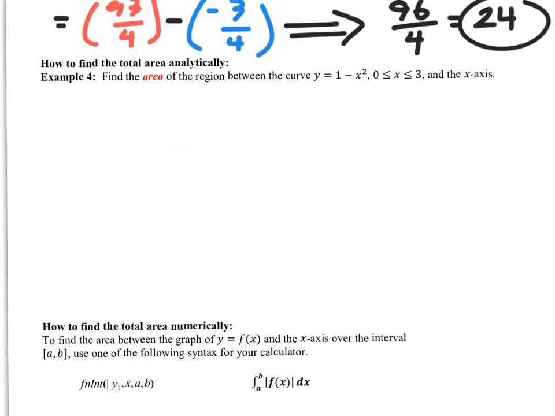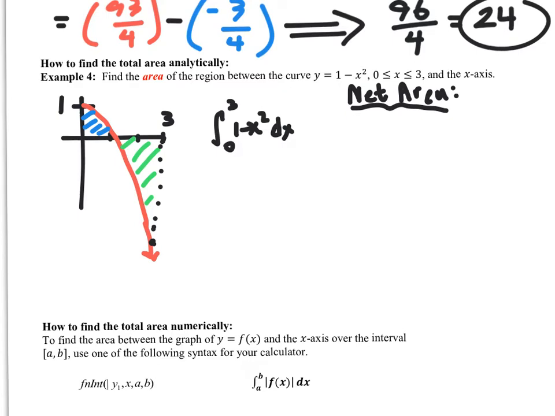Okay, so on this next example, I'm going to find the total area analytically, not the net area. I'm going to find the net area first, but I want to draw the sketch of this graph real quick so you can see the difference in what I mean. Okay, so I've sketched this curve from 0 to 3, and it looks like part of the area will be positive from 0 to 1, and the other portion of the area will be negative. So I'm going to go ahead and find the net area real quick. The antiderivative of 1 minus x squared dx will be x minus x cubed over 3, evaluated from 0 to 3.